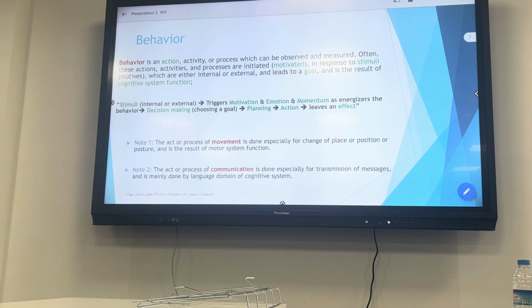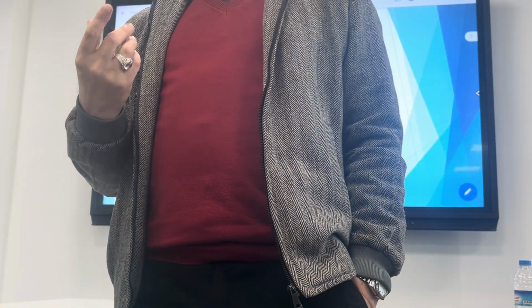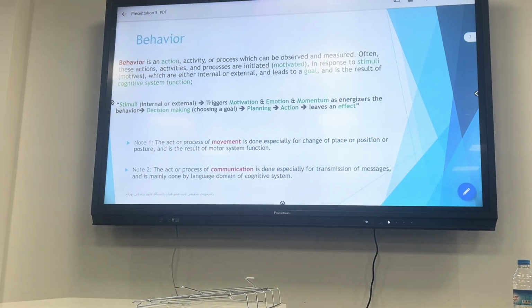So, how do you want to have any intervention? You should know what happens when any abnormal behavior happens and how you can correct these abnormalities. At first step, you should know how behavior forms. Behavior is any action for what? For reaching a goal. We call it goal-directed behavior in response to stimuli.